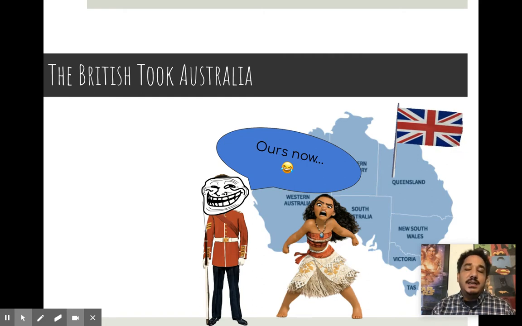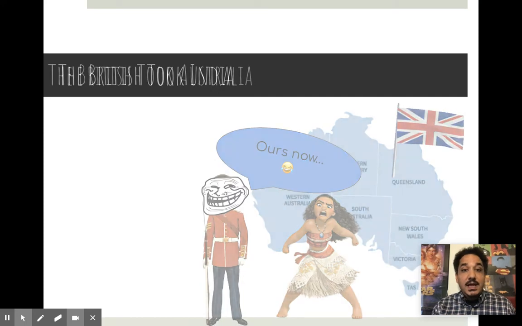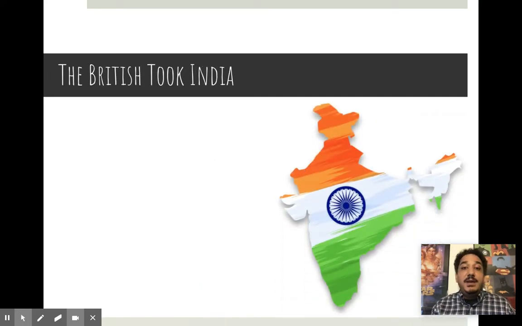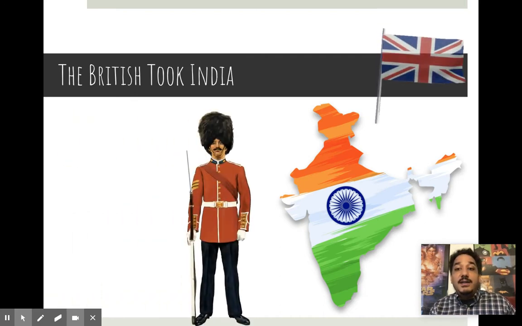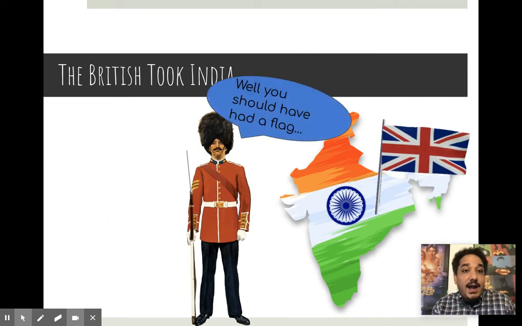And obviously I'm oversimplifying it. The British used their guns and they shot people who weren't cool with the British taking over, and that's how they took over. But again, they would just go and put their flags places. The British went to India, right? Same deal. They put their flag there. And they're like, you got a flag? No? Well, you should have had a flag, right?